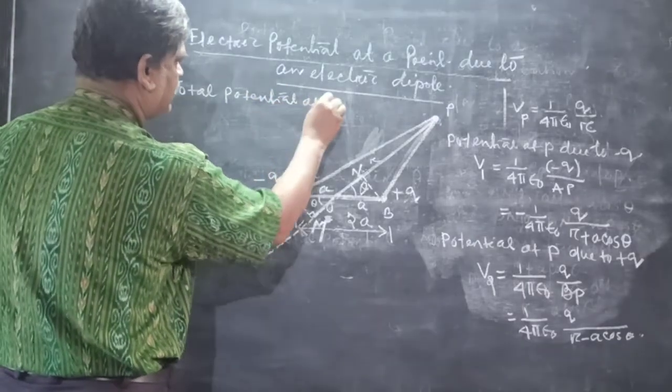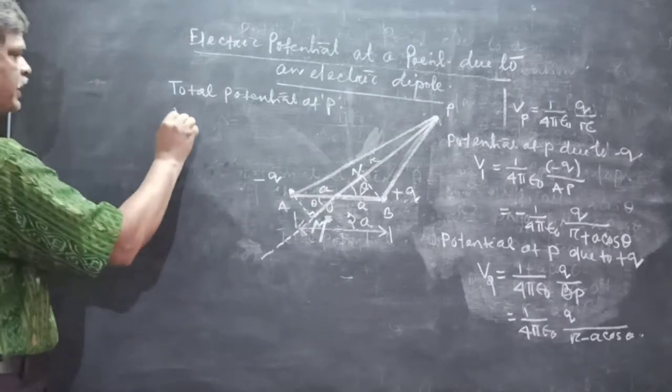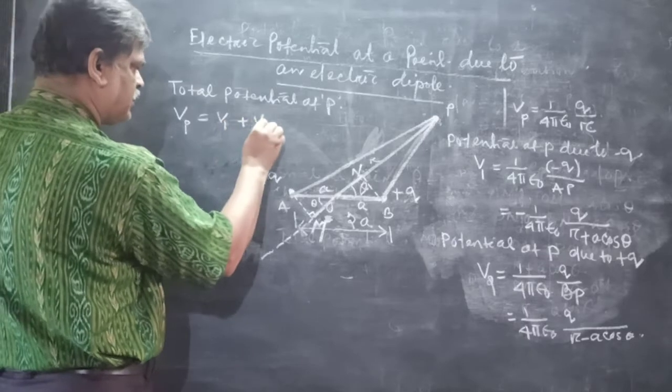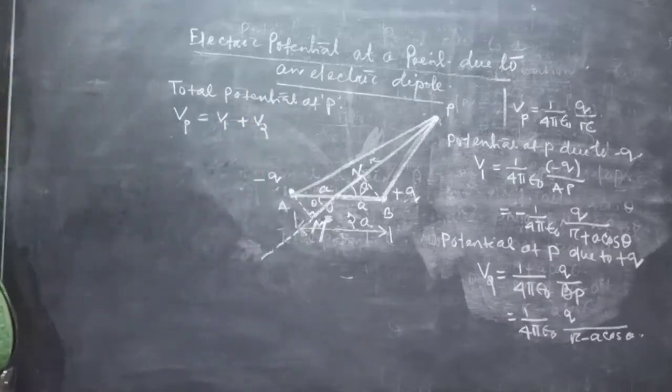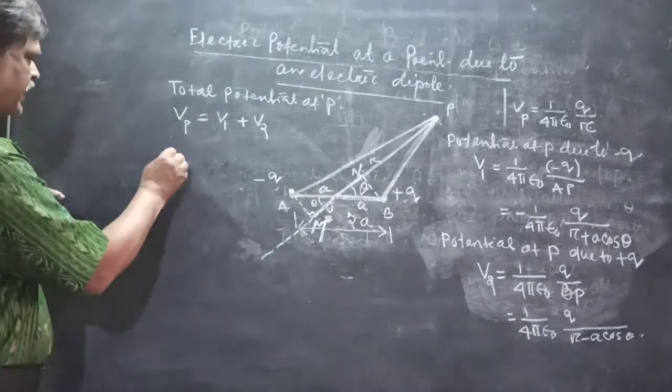Total potential at P using the principle of superposition. Total potential at point P, V at point P, is equal to V1 plus V2. Yes, the total potential at point P is V1 plus V2.